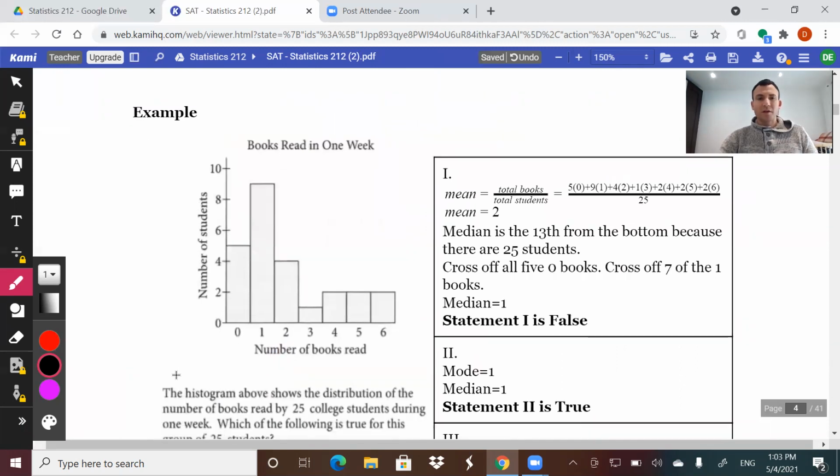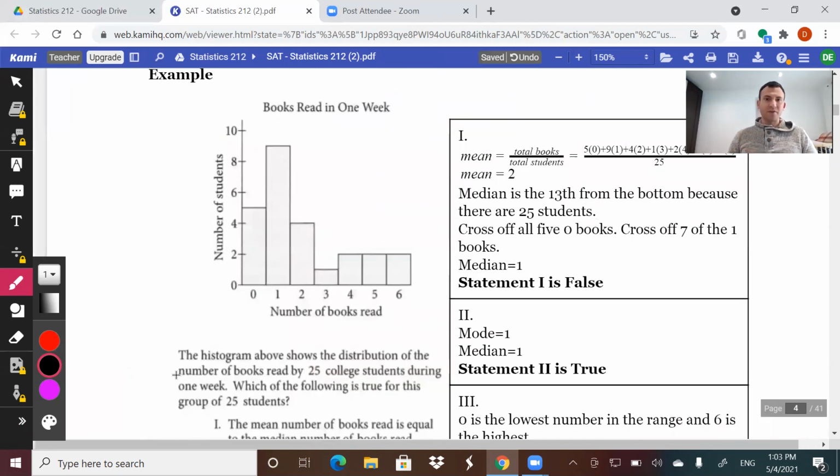Let's take a quick look at this example too. So this example involves both the median and the mean. So it says, the histogram above shows a distribution of the number of books read by 25 college students during 1 week. Which of the following is true for this group of 25 students?